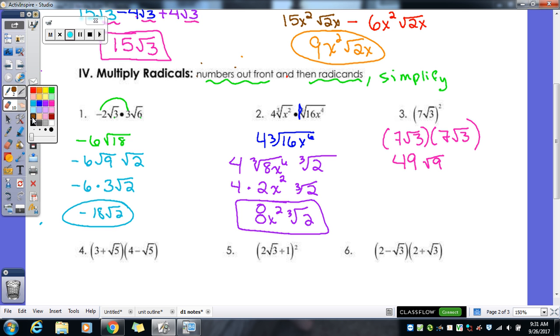Now we don't have to do the 2 radical signs here because 9's already a perfect square. It's already what we're looking for. What is the square root of 9? 3. So then we just have to do 49 times that 3. 147. So that's our final answer for that one, 147.